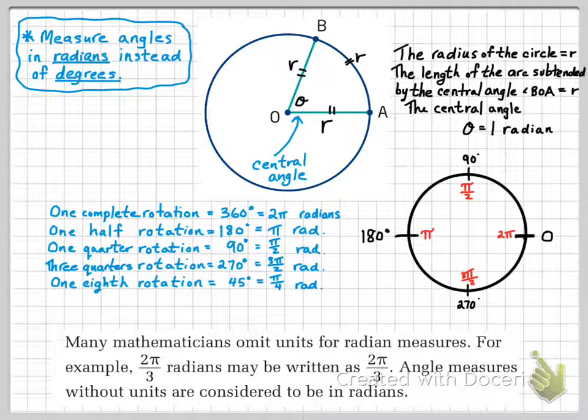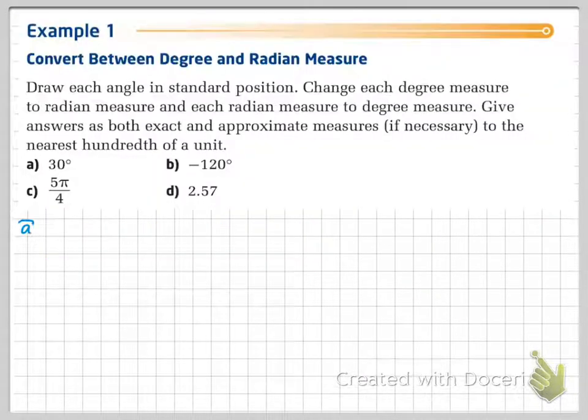Many mathematicians omit the units for radian measures. For example, 2 pi over 3 radians may be written as 2 pi over 3. Angle measures without units are considered to be in radians. And to this we can add pi over 4, 3 pi over 4, 5 pi over 4, and 7 pi over 4. We're going to get into more of those a little bit later.